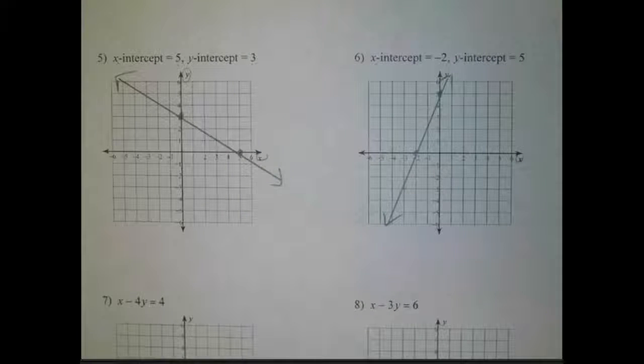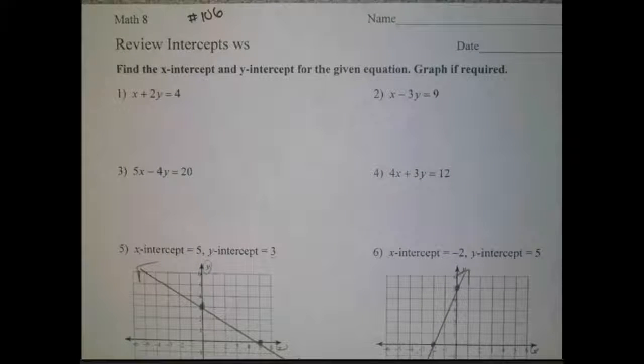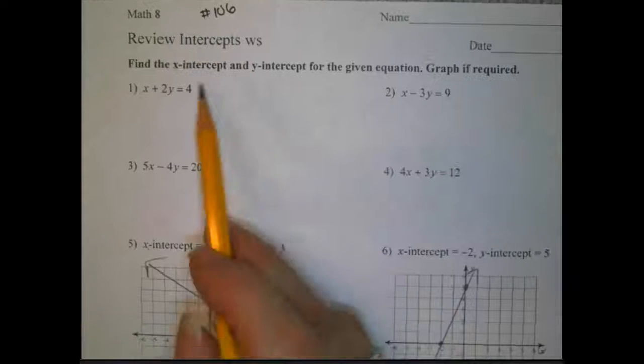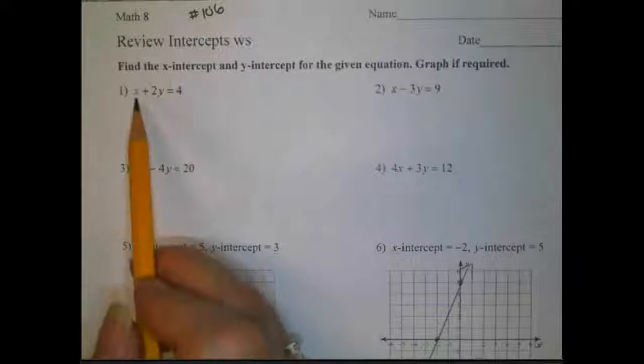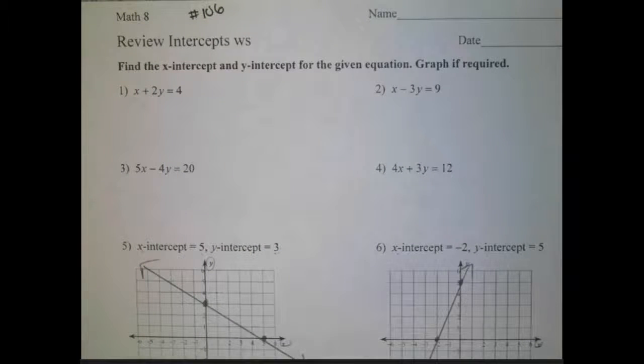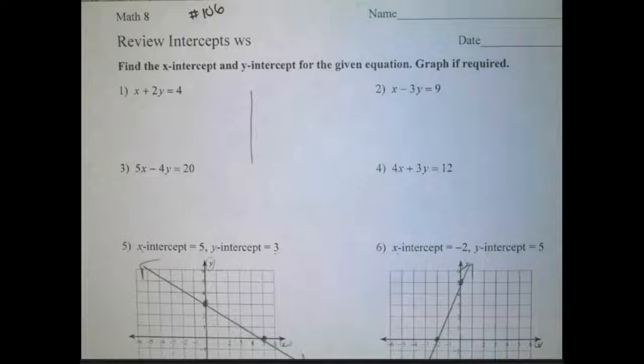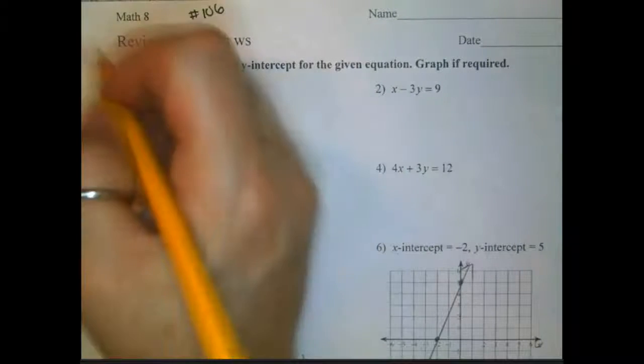Excellent. Okay, so now we're going to go up and look at number 1 and 2. So this time I still want to find the intercepts, but I have an equation. So again, this is refreshing your memory of what we did before. So what we're going to do is take this workspace and divide it in half.